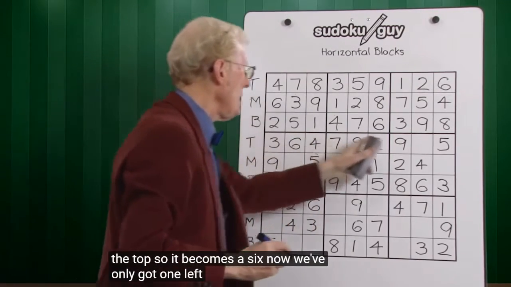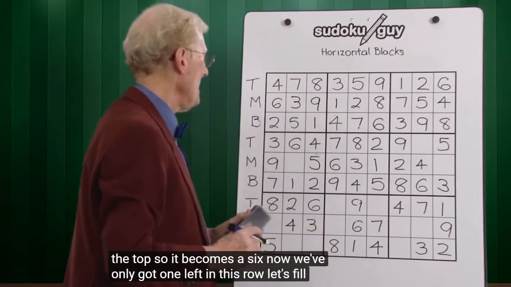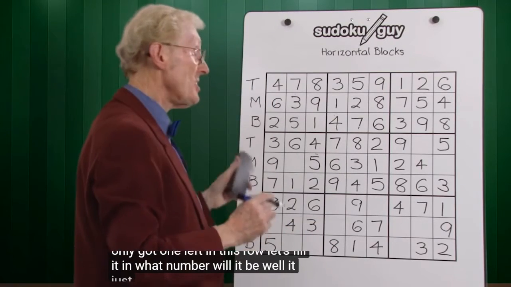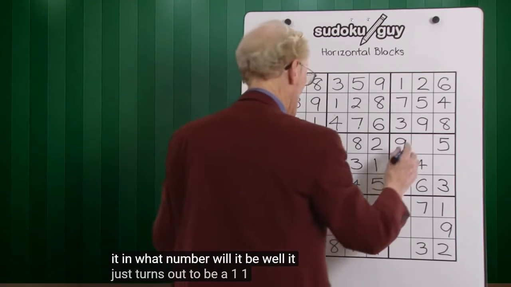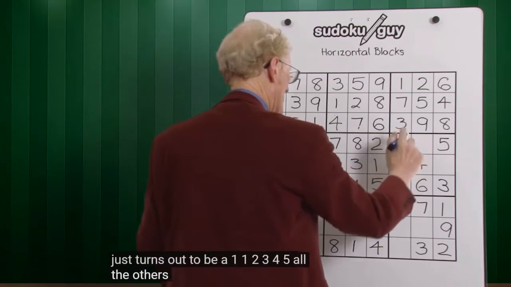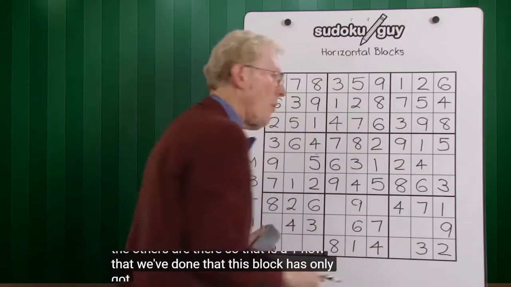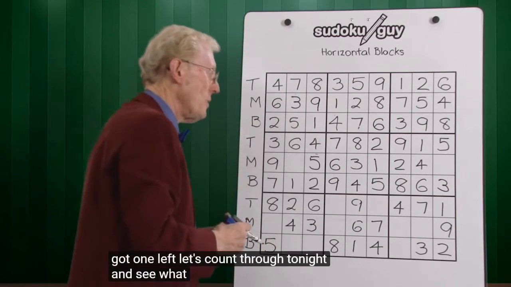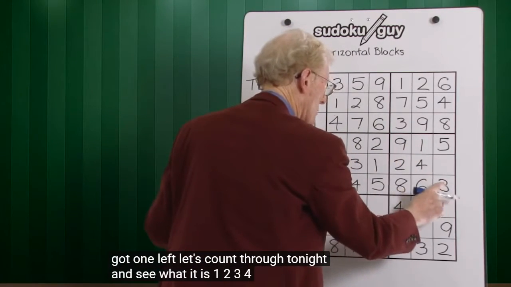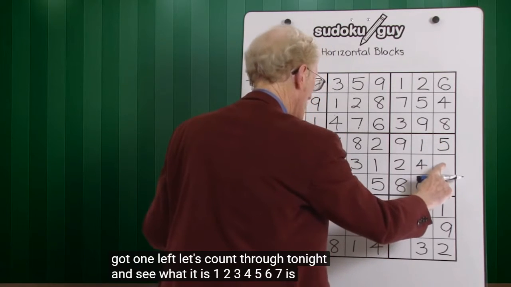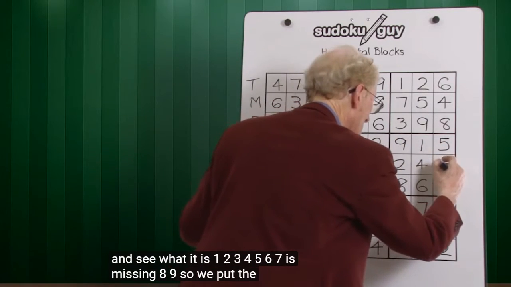Now we've only got 1 left in this row. Let's fill it in. What number will it be? Well, it just turns out to be a 1. 1, 2, 3, 4, 5. All the others are there, so that is a 1. Now that we've done that, this block has only got 1 left. Let's count through to 9 and see what it is. 1, 2, 3, 4, 5, 6, 7 is missing. 8, 9. So we put the 7 in.